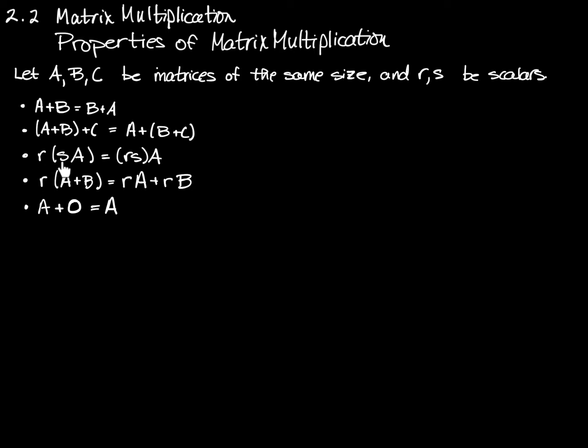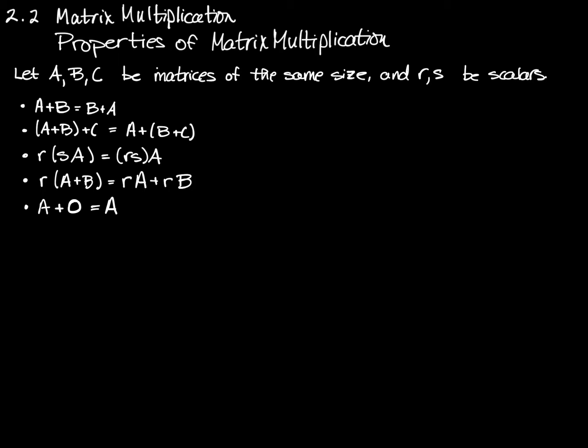You can scale a matrix first and then scale it again, or you can multiply the scalars and then scale the matrix by that entire scalar all at once, and you get the same result. You can sum two matrices first and then scale the resulting matrix, or you can scale the matrices individually by the same scalar and add them together and you get the same result. And if you add the zero matrix to any matrix, you get the same matrix back. So those are the properties that we learned when we were just learning about matrix addition and scalar multiplication.